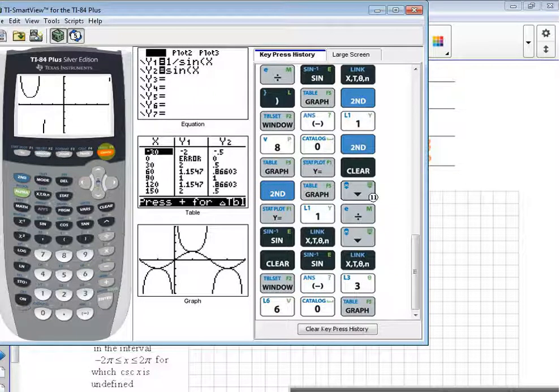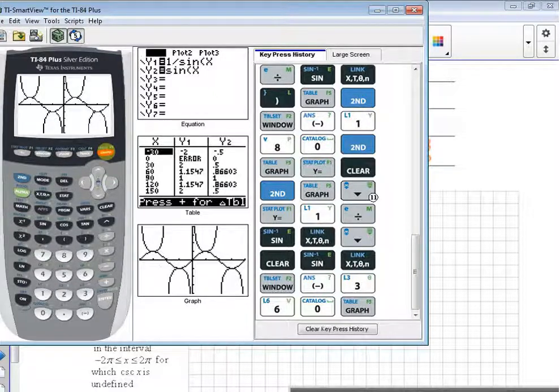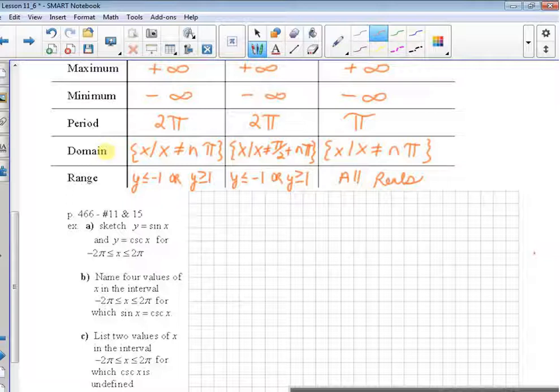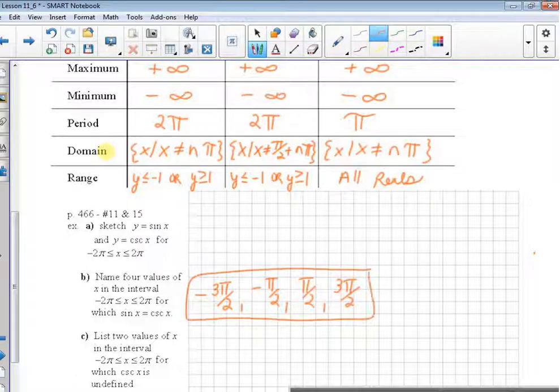So it asks to name 4 values for which sine x equals cosecant x, and you can see that they're hitting each other 2 times to the left of the y-axis and 2 times to the right. So my x scale is going by 90s, so it looks like it's hitting at negative 270, negative 90, positive 90, and positive 270. So negative 3 pi over 2, negative pi over 2, pi over 2, and 3 pi over 2, or negative 270, negative 90, 90, and 270.